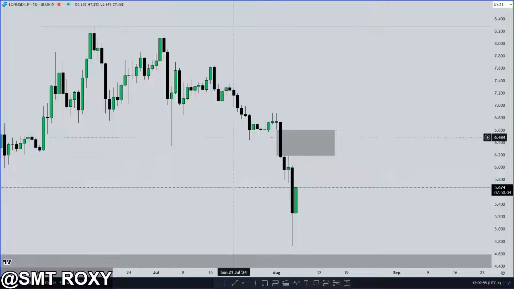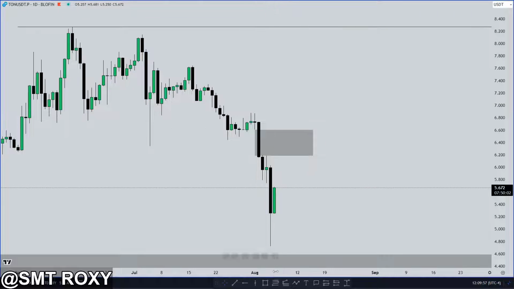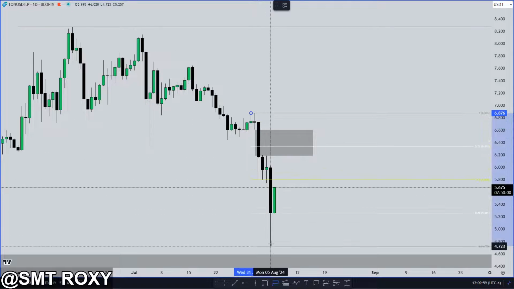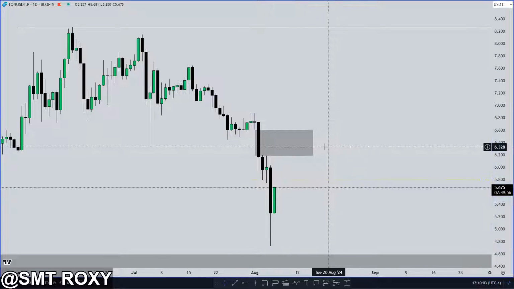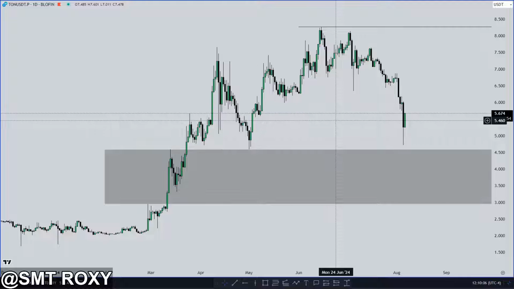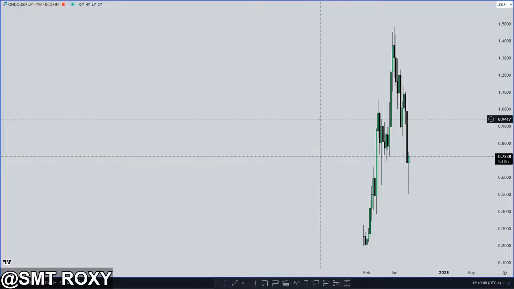Even then, though, it just doesn't really have much price action here. Just strong delivery to the downside right here, and it's in a deep premium, so I'm going to be watching to see if we respect the sell side imbalance inside of a deep premium for sure on Ton. Let's go to a different market.